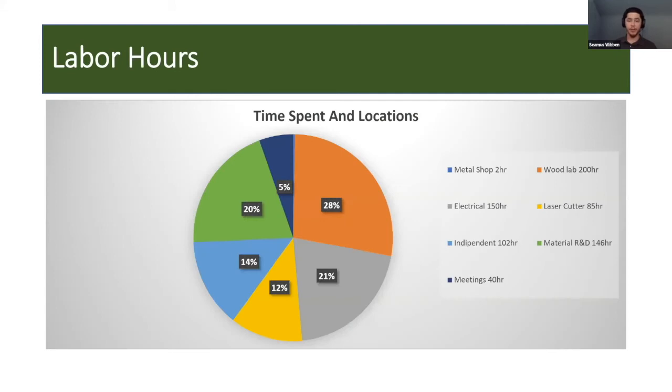This is a chart depicting the location, time, and percentage of time spent at various tasks and locations in the shop. If this project were to continue to a full-scale production, this chart would be a critical piece of information in attempting to cut manufacturing costs and streamline production.